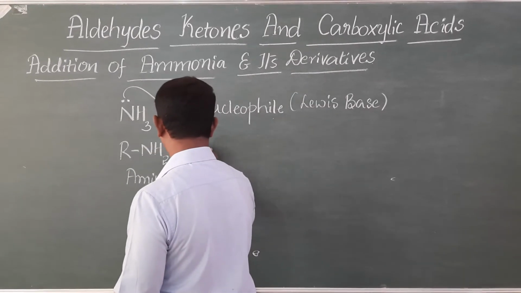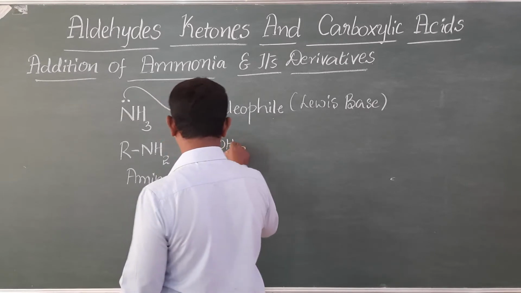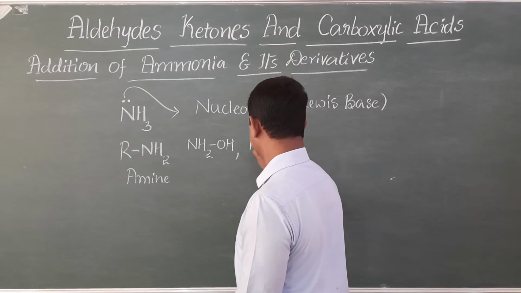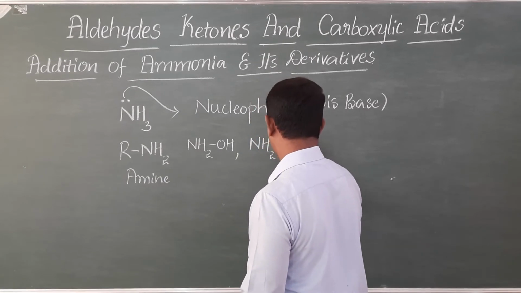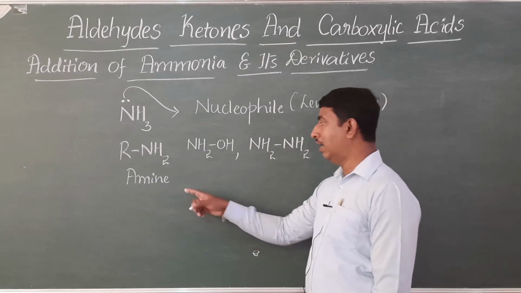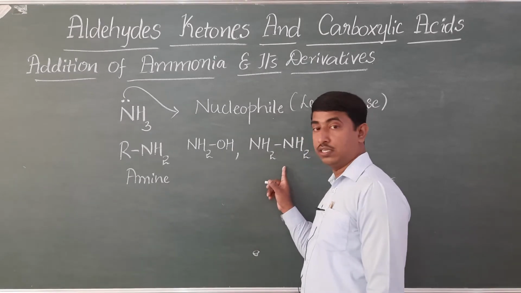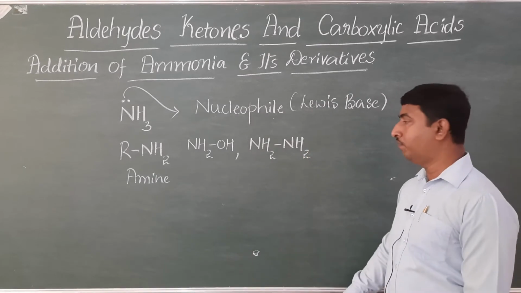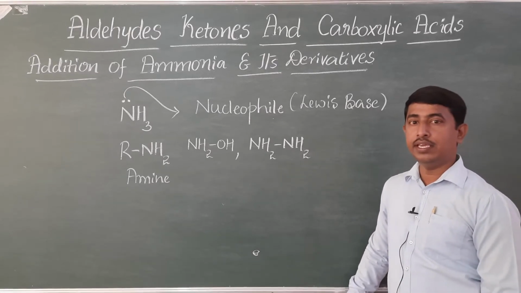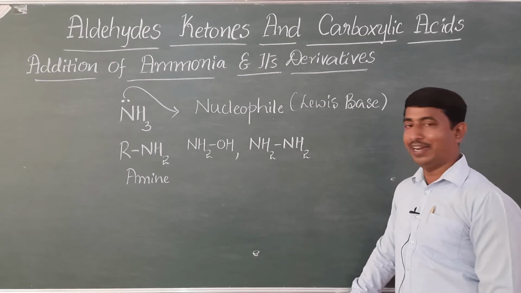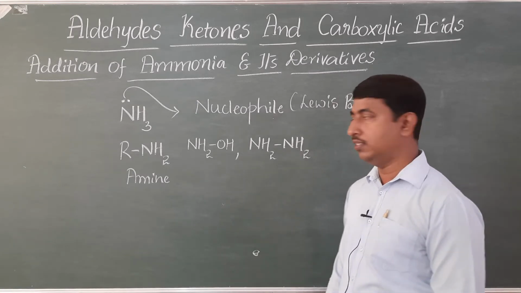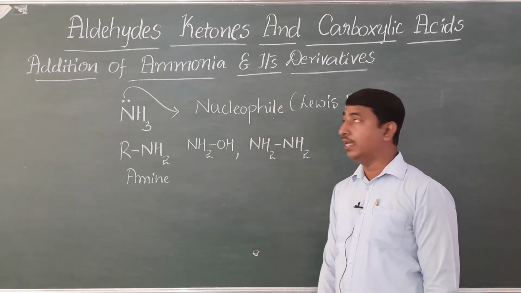Some more examples we can write. NH2OH, where OH means hydroxyl, is hydroxylamine. NH2NH2 is hydrazine. Still more examples we can give: phenylhydrazine, 2,4-dinitrophenylhydrazine, and one more, semicarbazide. So, amine, hydroxylamine, hydrazine, phenylhydrazine, 2,4-dinitrophenylhydrazine and semicarbazide are examples of derivatives of ammonia.